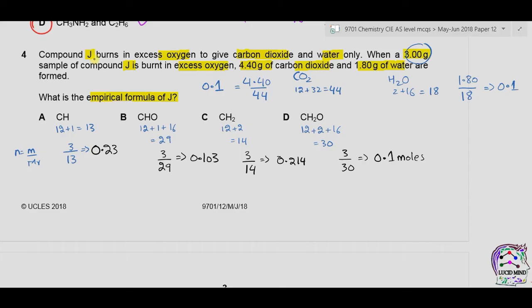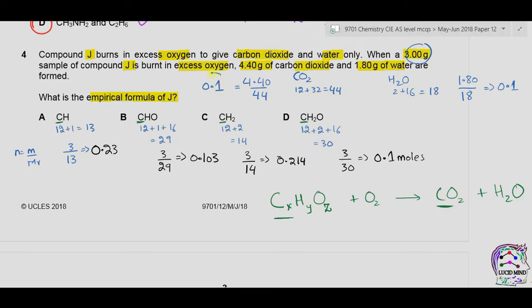Let's write the balanced equation for the combustion of compound J in excess oxygen. We have carbon, hydrogen, oxygen. Excess oxygen is present and carbon dioxide and water are formed. As we can see that in all the reactants, the number of carbon atoms is 1. So as the equation is balanced, it means the number of carbon atoms present in CO2 must be equal to the number of carbon atoms present in this compound.